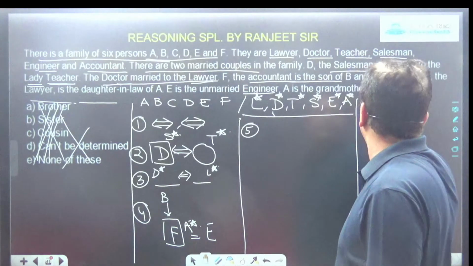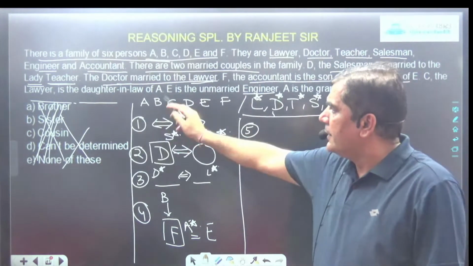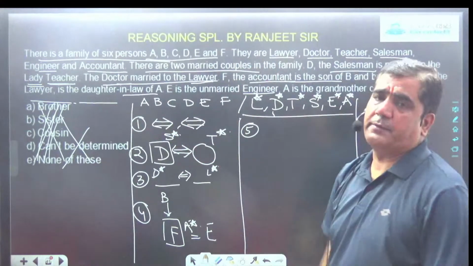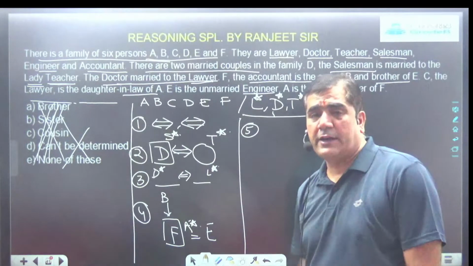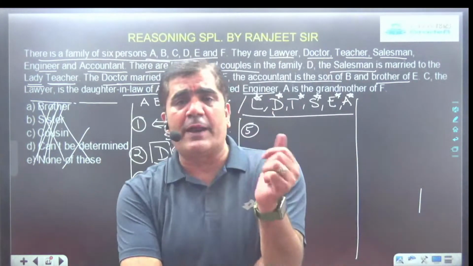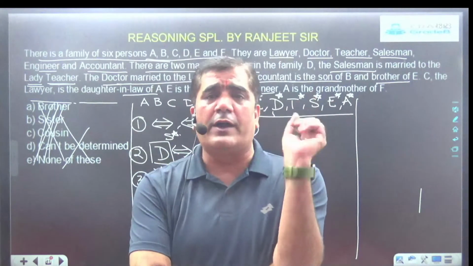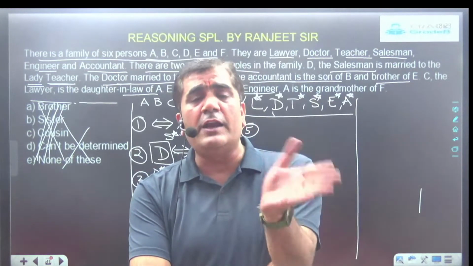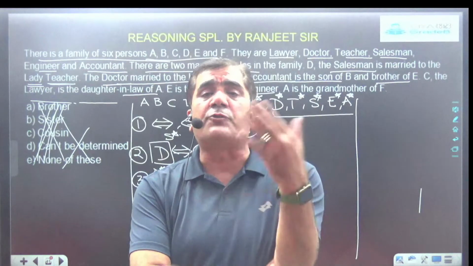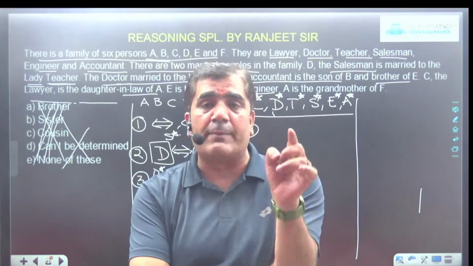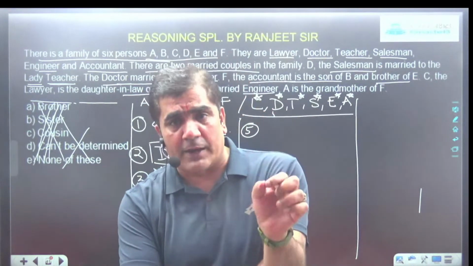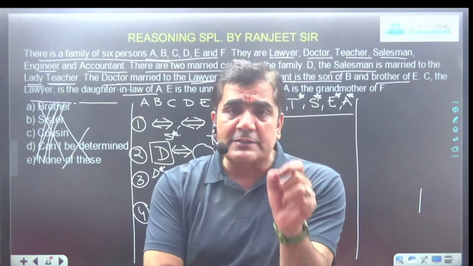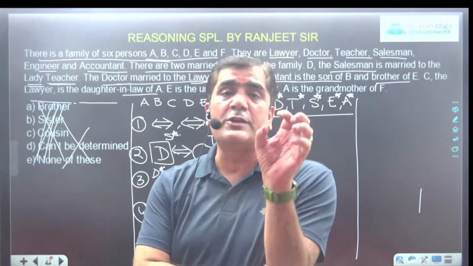Here they're saying C, the lawyer, is the daughter-in-law of A. From this statement I can conclude that C must be a lawyer, and being the daughter-in-law of A means what? Daughter-in-law means female. C must be female. So I can conclude C, who is a female and lawyer, is the daughter-in-law of A.